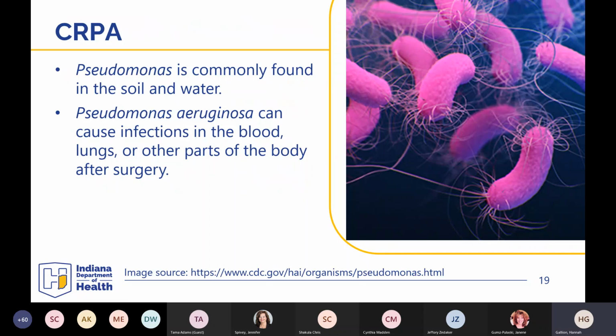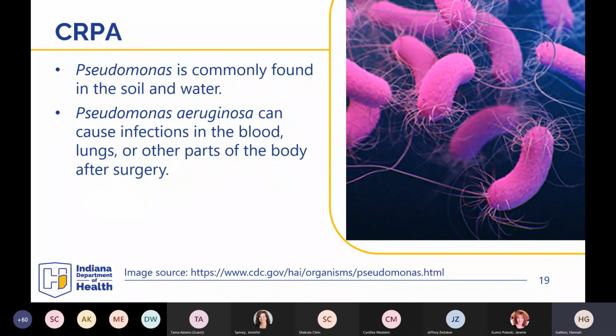Multi-drug resistant Pseudomonas aeruginosa is currently listed as a serious threat in the AR threat report. Pseudomonas is commonly found in the soil and water. However, it can cause infections when it is entered into the blood, lungs, or other parts of the body. Carbapenem-resistant Pseudomonas aeruginosa, or CRPA, can also colonize on patients, meaning they can have the organism without showing any signs of infection. We are particularly interested in carbapenem-resistant Pseudomonas, as these organisms are likely resistant to nearly all antibiotics.